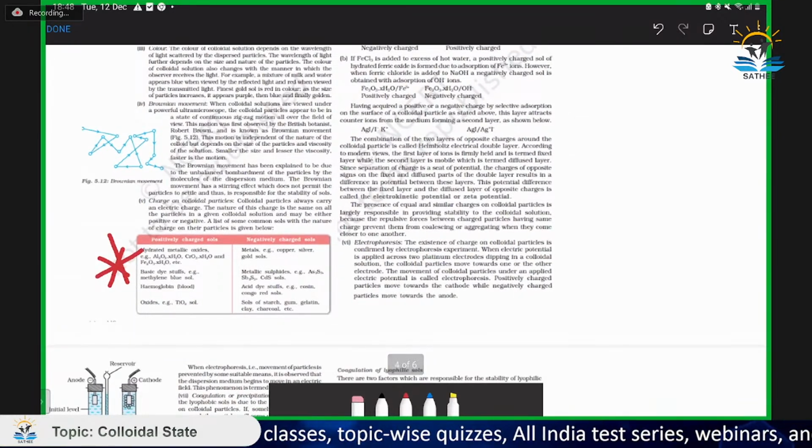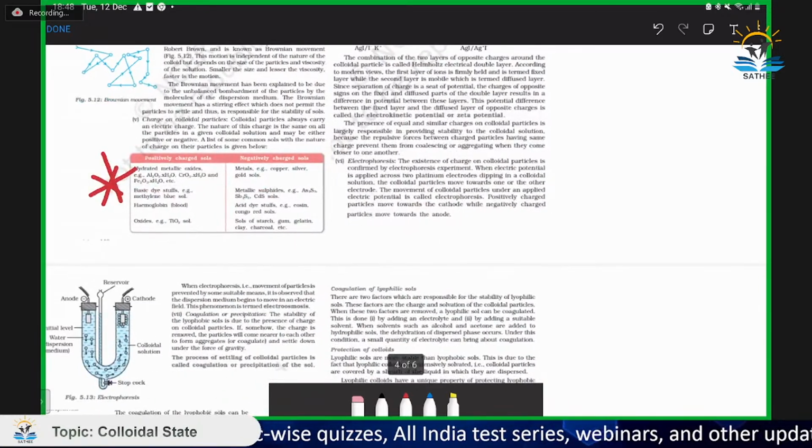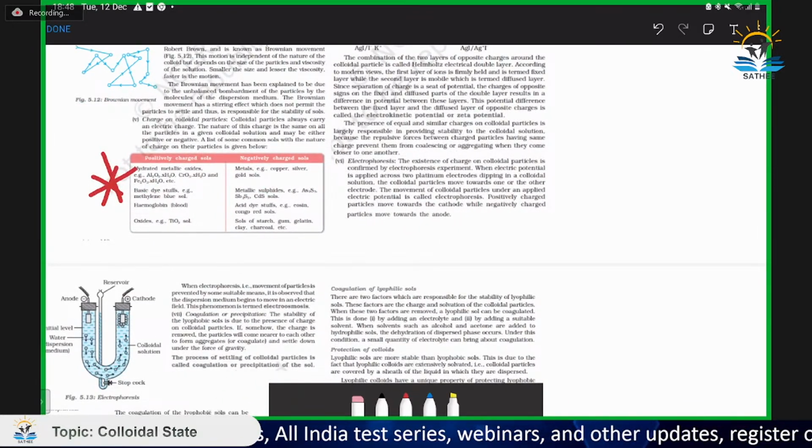So I took a lot of time for it. The presence of equal and similar charges on colloidal particles is largely responsible in, I just said that.